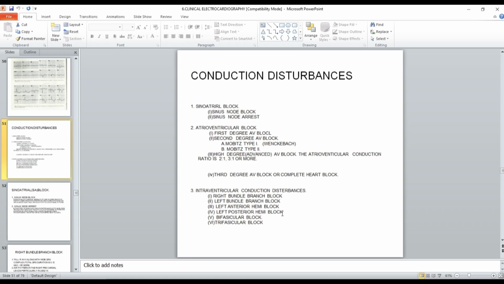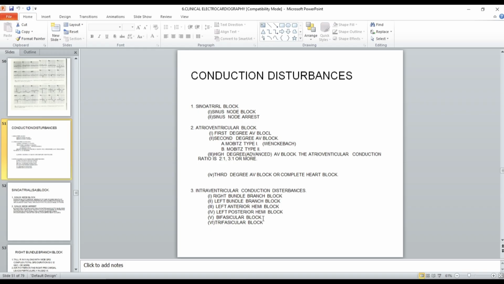Likewise, in posterior hemiblock, that is, the posterior branch of the left bundle, the QRS complex will be normal in timing and there will be small r in V1 and small q in lead 3 and there will be right axis deviation.